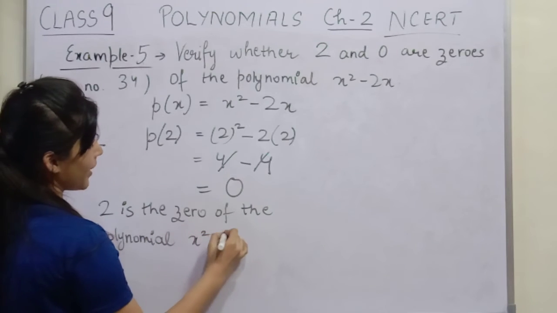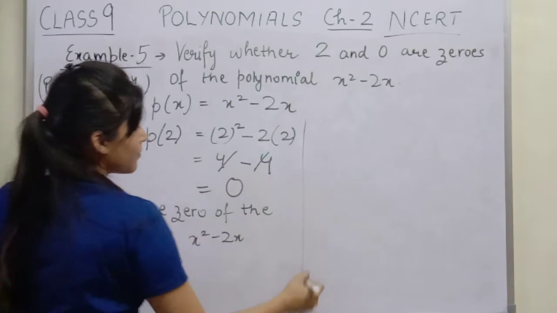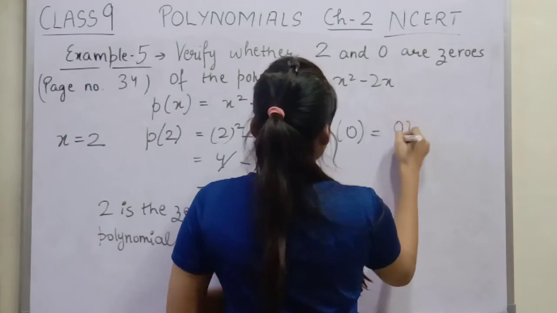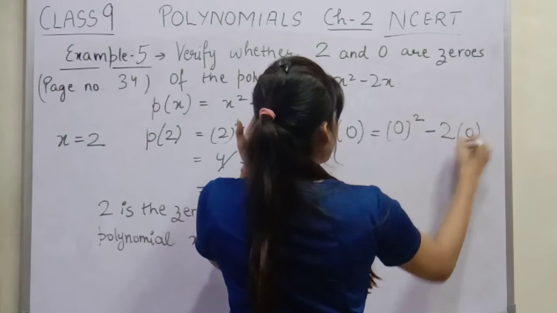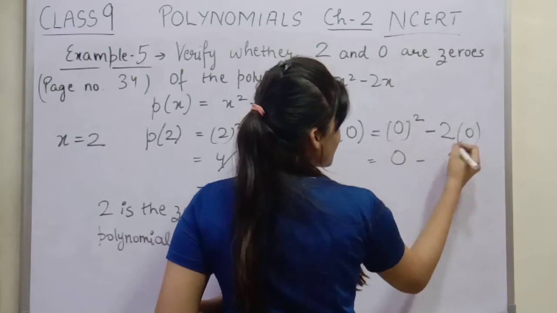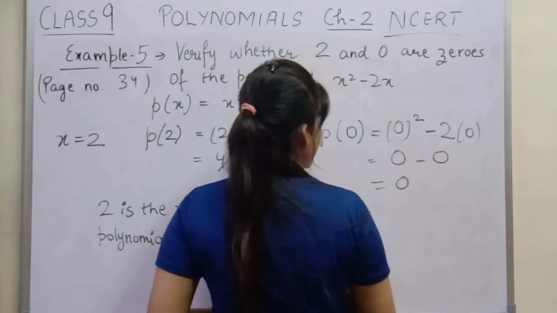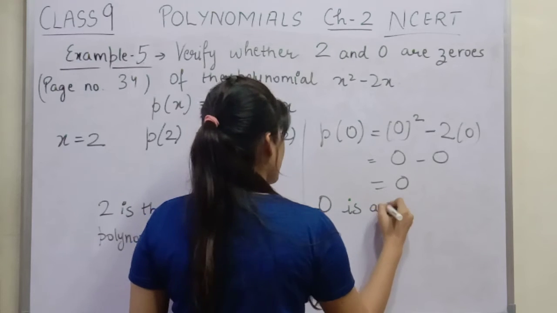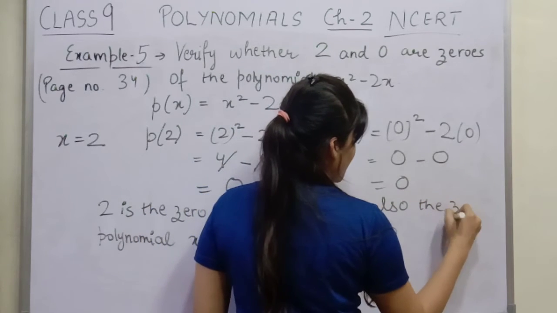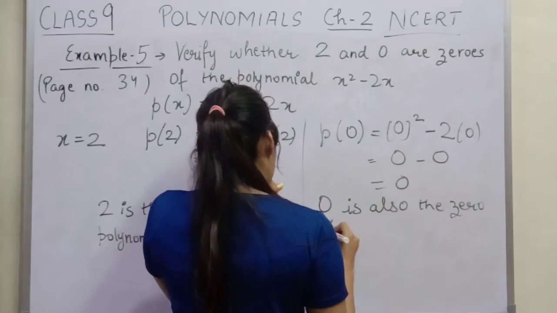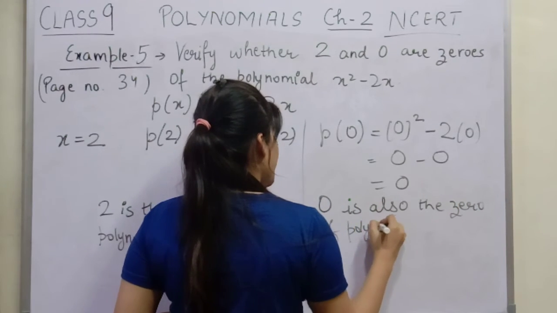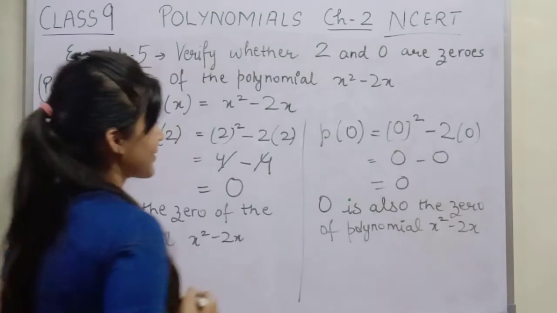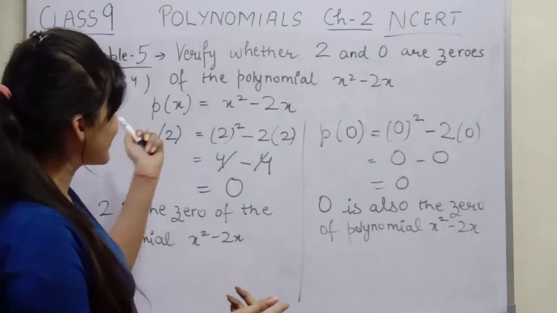x square minus 2x. Now let's come to p(x) at x equals 0. So this will be 0 square minus 2 into 0. 0 square is 0, minus 2 into 0 is 0. 0 minus 0 is again 0. So 0 is also a zero of the polynomial x square minus 2x.